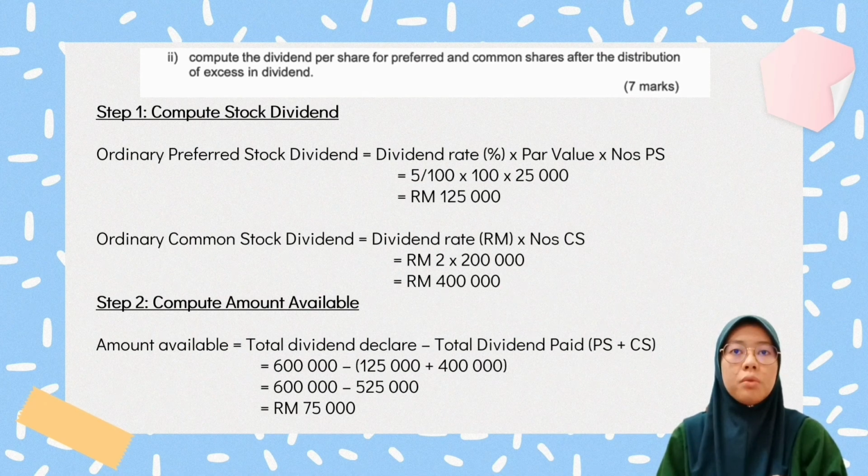Moving on to step 2, we need to compute the amount available, which is total dividend declared minus total dividend paid. It is stated in the question that the total dividend distribution is 600,000 ringgit. So, we just need to minus the total dividend paid, which is the sum of ordinary preferred shares dividend and ordinary common stock dividend. So, 125,000 ringgit plus 400,000 ringgit equals 525,000 ringgit. Then, 600,000 ringgit minus 525,000 ringgit equals 75,000 ringgit. So, the amount available is 75,000 ringgit.